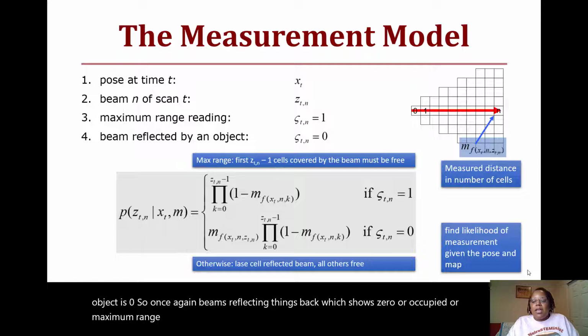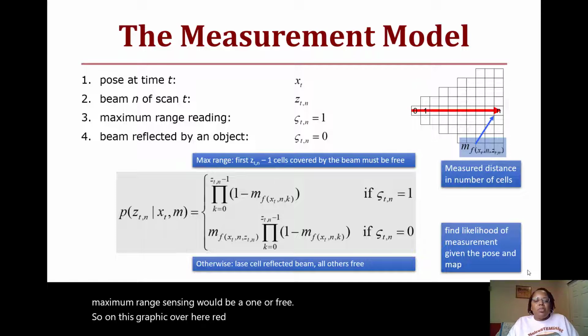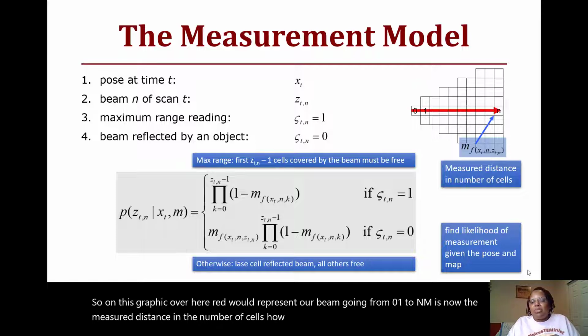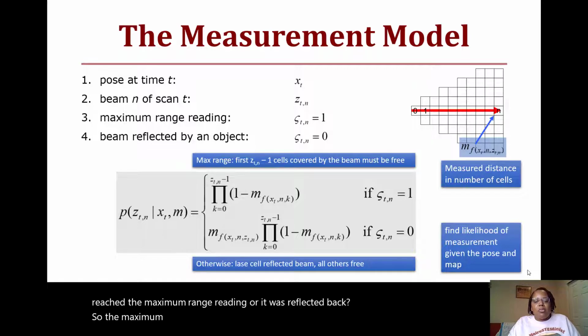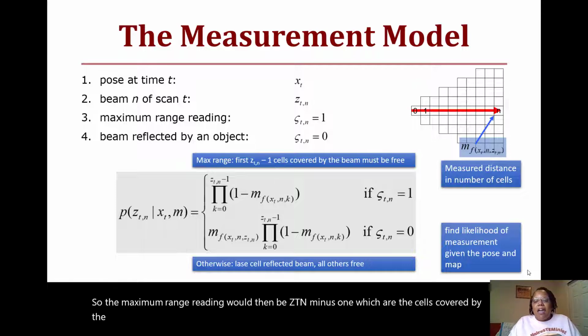or free. So on this graphic over here, red would represent our beam going from 0, 1 to n. And m is now the measured distance in number of cells. How many cells did that beam pass through before it reached the maximum range reading or it was reflected back? So the maximum range reading would then be z_t^n minus 1, which are the cells covered by the beam. And that means that many would have to be free. So in this case, it would be n cells are free, looking at the diagram we have here.